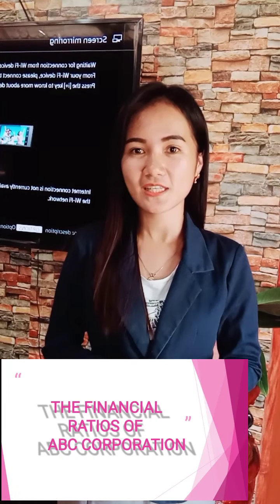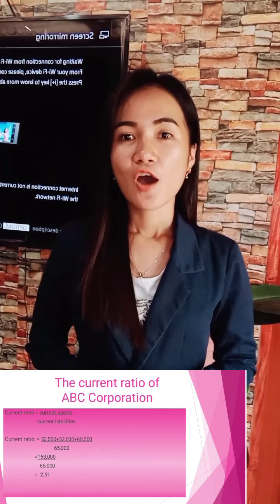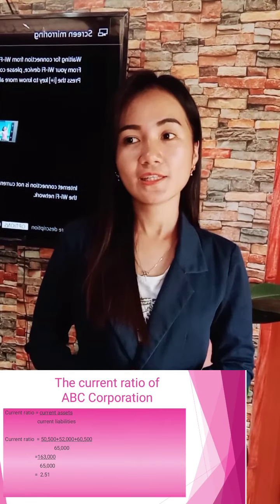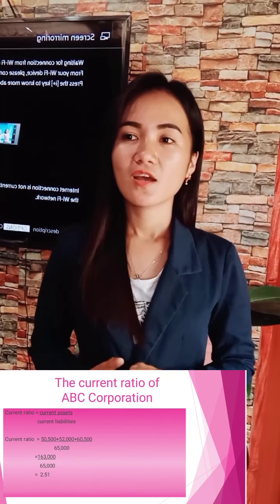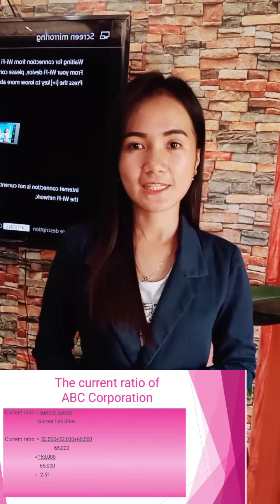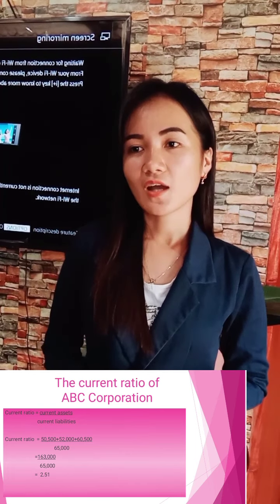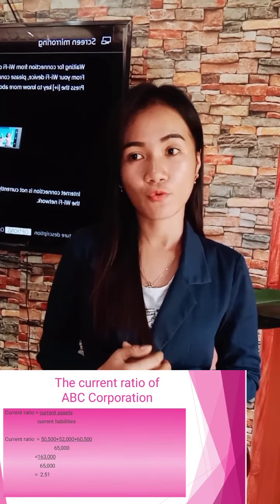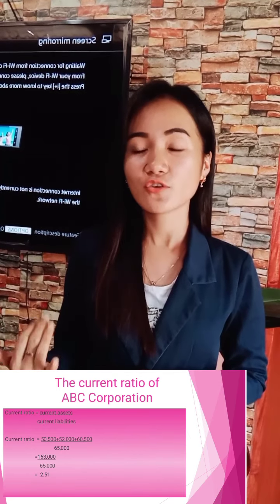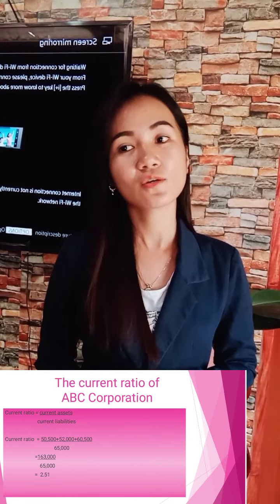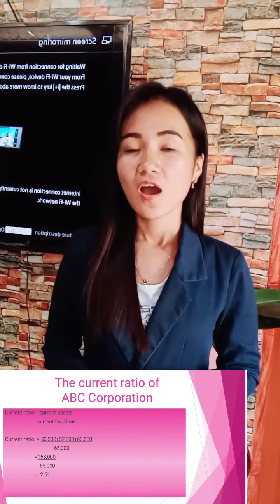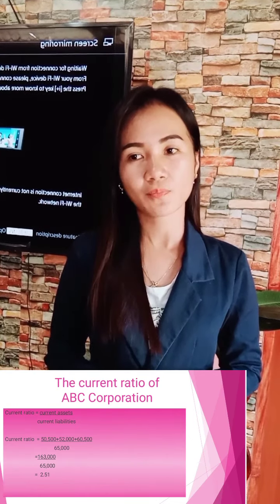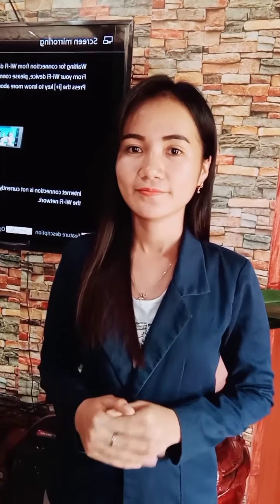And now let's proceed to the financial ratios of ABC Corporation. Let's begin with the current ratio of ABC Corporation. The current ratio equals current assets divided by current liabilities. So, as you can see, the ABC Corporation current ratio is 2.51. As we can see, the current ratio of the ABC Corporation is increasing, and vice versa. With a current ratio of 2.51, the ABC Corporation has a good ideal.